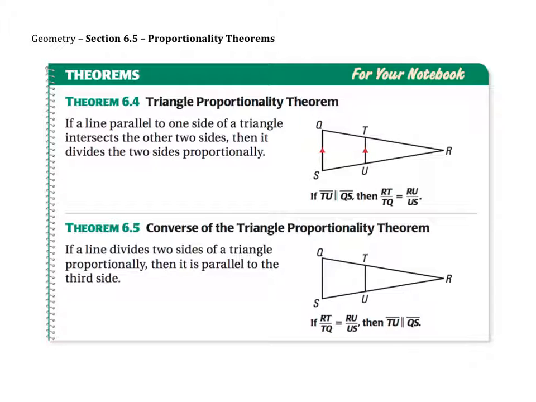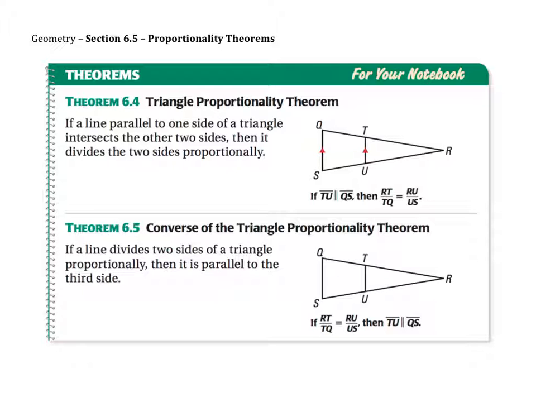If a line parallel to one side of a triangle intersects two other sides, so you can see here in the diagram, TU is parallel to QS, then it divides the two sides proportionally. So that would mean that RT over TQ would be equal to RU over US.